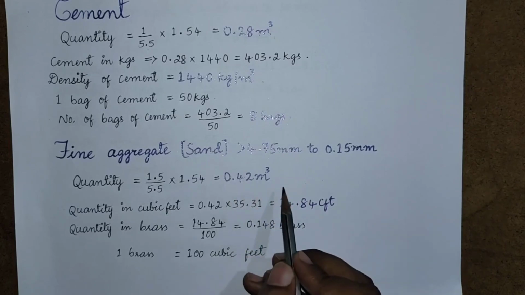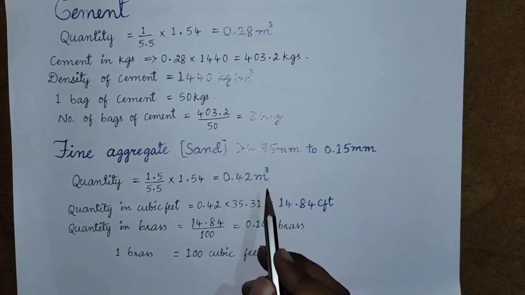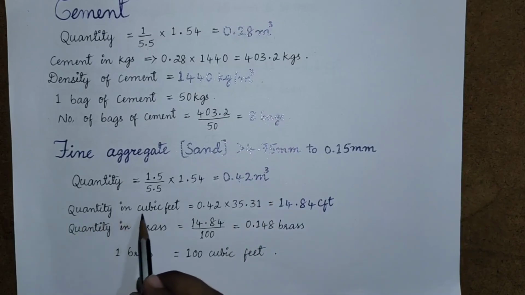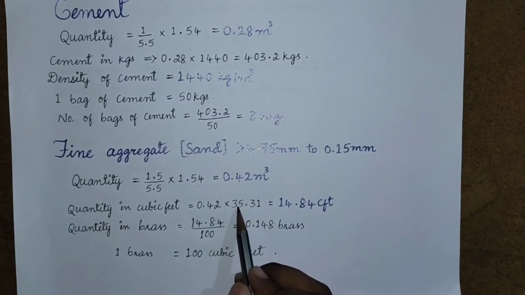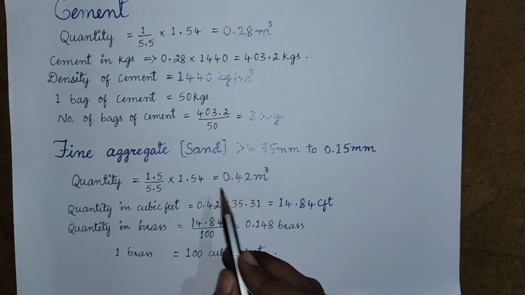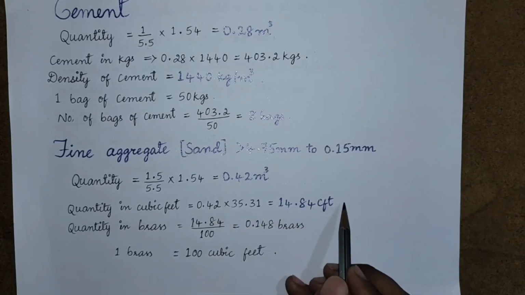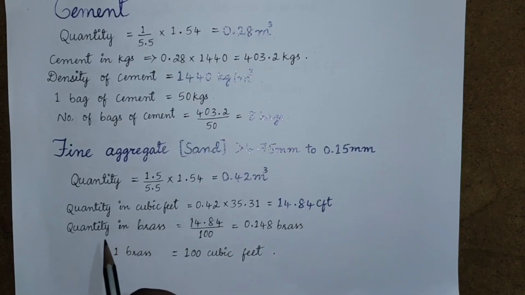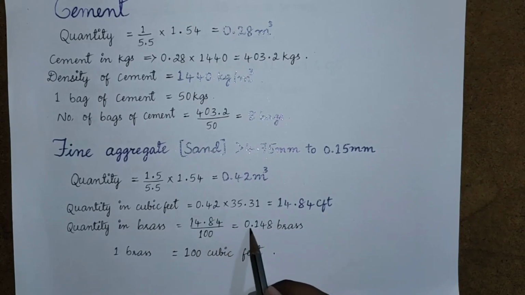This quantity we will convert into brass. So 1 brass is equal to 100 cubic feet. First we convert this quantity into cubic feet. The quantity in cubic feet is equal to 0.42 multiplied by 35.31. 35.31 is the standard for converting meter cube to cubic feet. So we will get 14.84 cubic feet. Then the quantity in brass is equal to 14.84 divided by 100, which is equal to 0.148 brass.